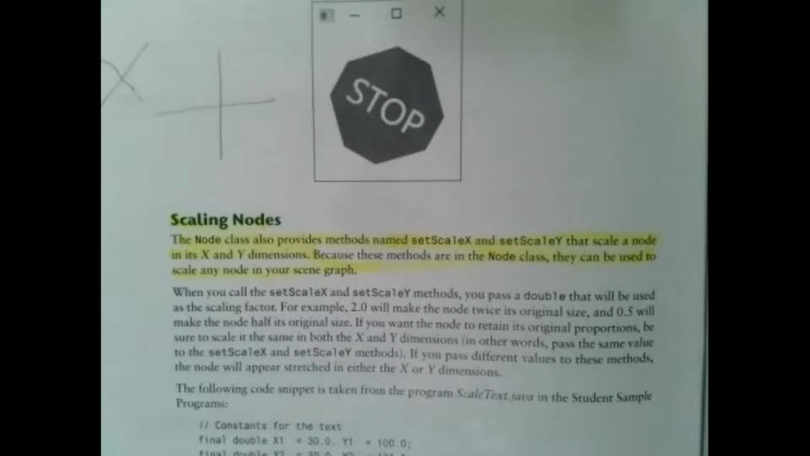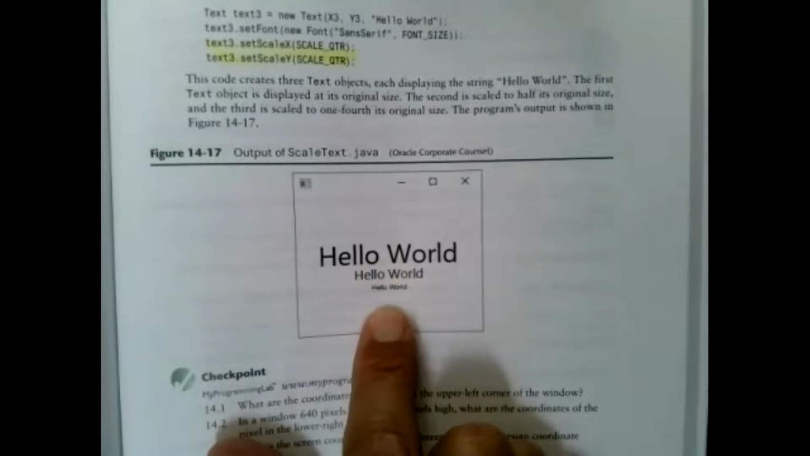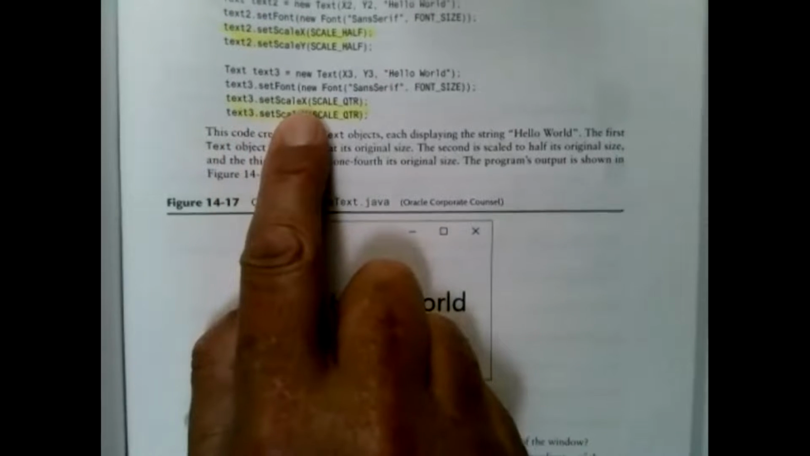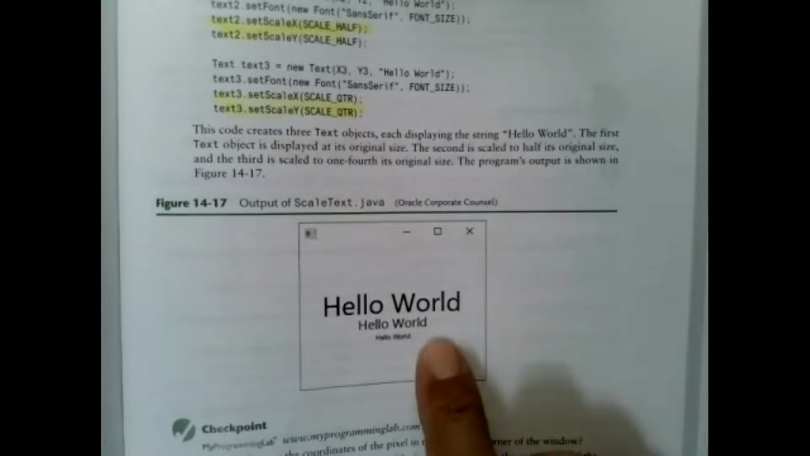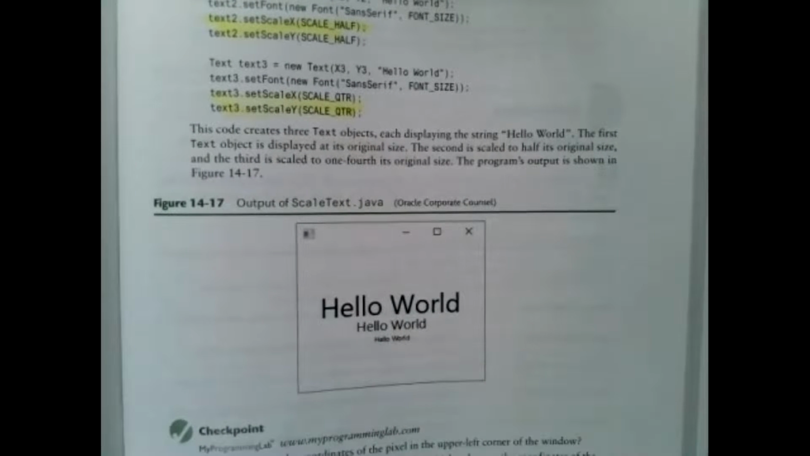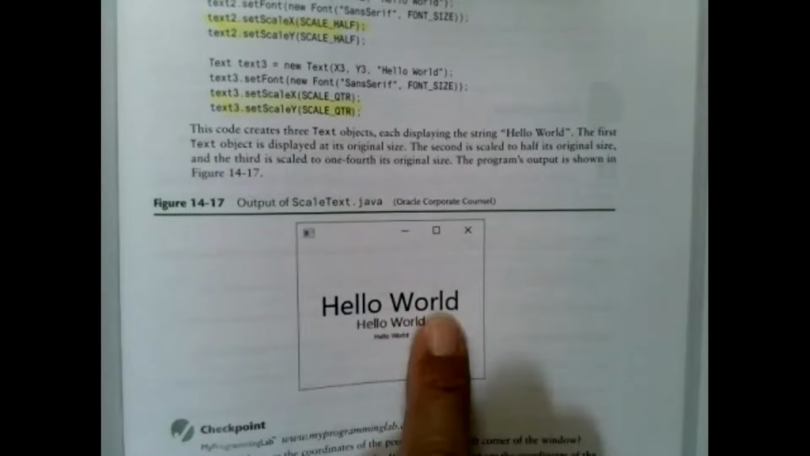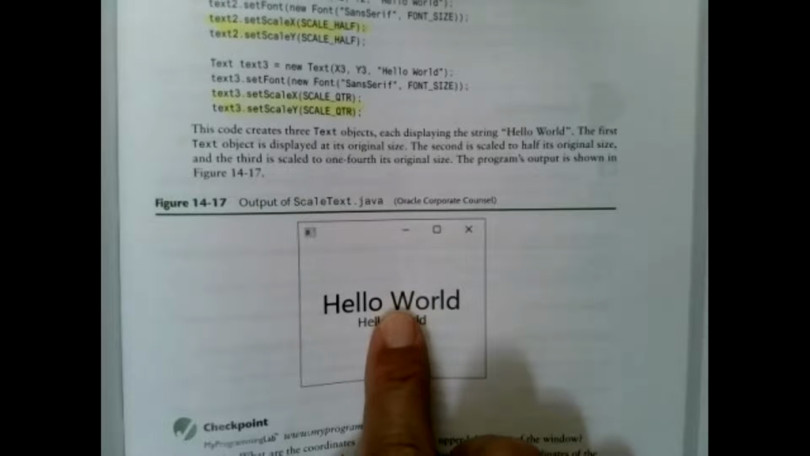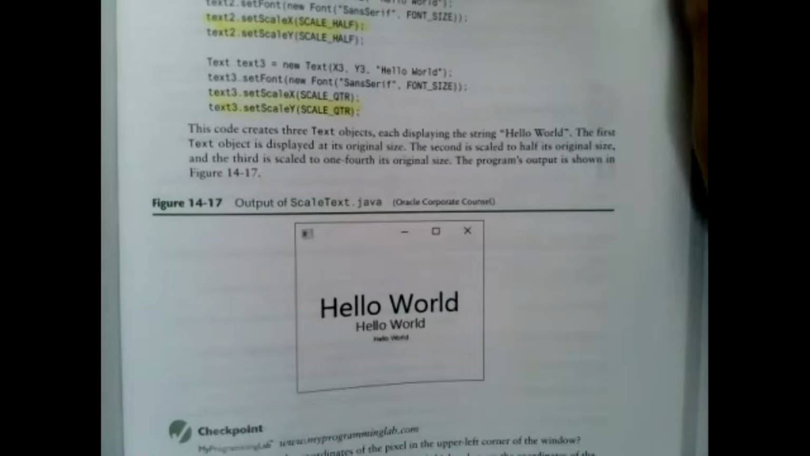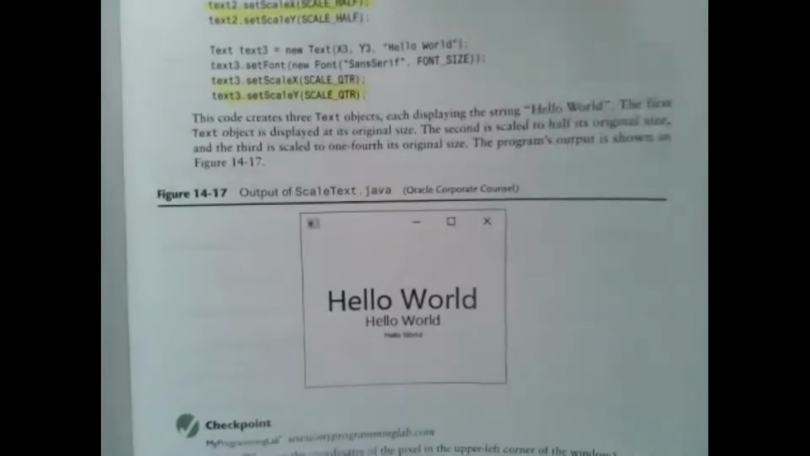Scaling. I take it and I change its size. As you can see in this example, you don't have code for it, but hello world, hello world, hello world. I keep setting scale to cut it in a quarter, so it makes it smaller and smaller. Now we could put that on a timer, display hello world, then clear it, display it smaller, and display. Yeah, keep that in mind.